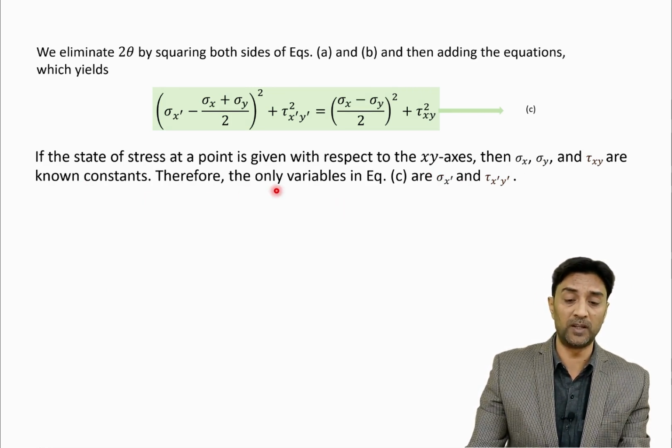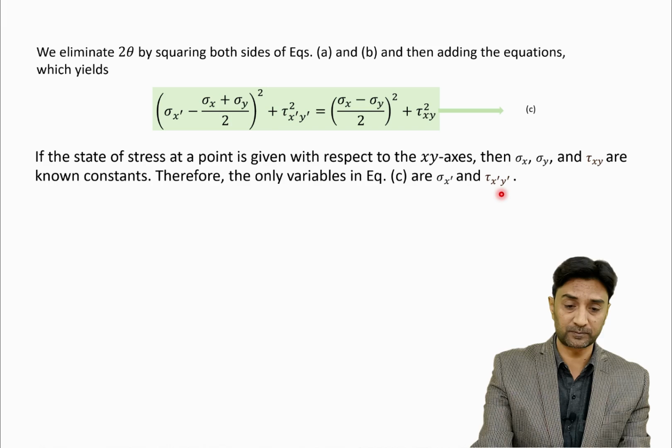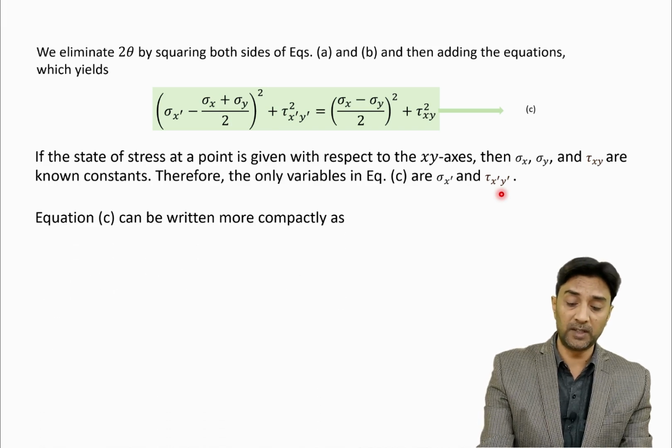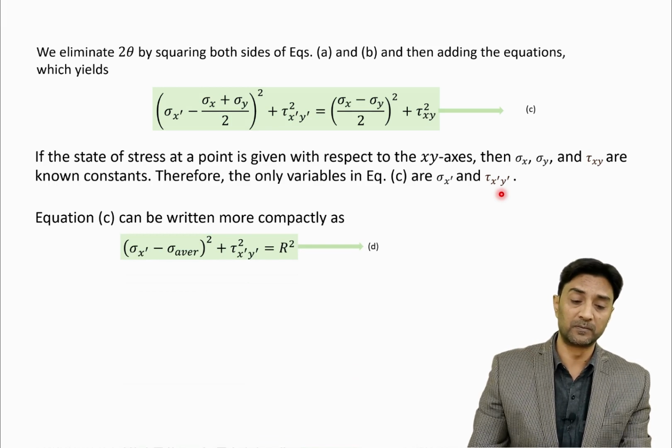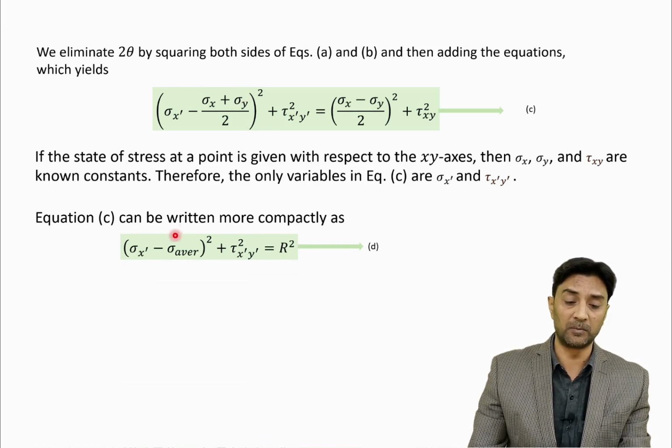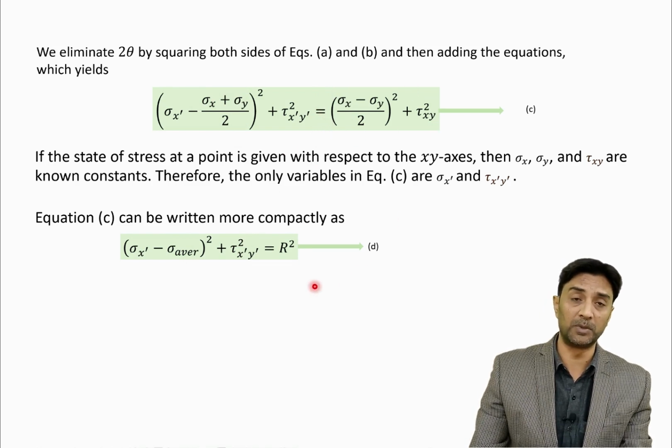Therefore, the only variables in equation C are sigma x dash and tau x dash y dash. So equation C can be written more compactly as this: sigma x dash minus sigma average, squared, plus tau x dash y dash squared. We have collectively called this sigma average, and whatever was there on the right hand side, we are calling that r squared.